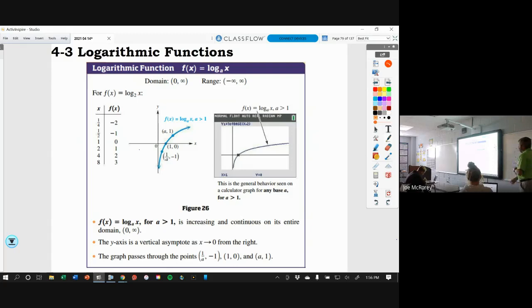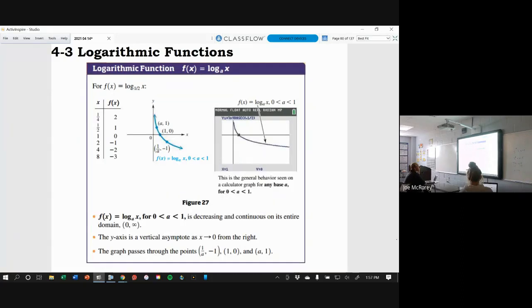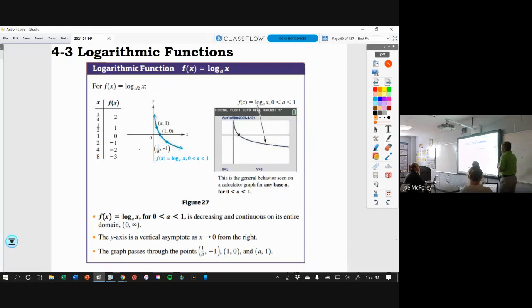You all right? Okay. The points that they'll always pass, as we graph these, you're going to see me using the numbers -1, 0, and 1, just like I use on exponential functions. If a is between 0 and 1, the graph will be decreasing. We still have a vertical asymptote, which is the y-axis. The domain is still 0 to infinity, not including 0, and the range is still all reals.